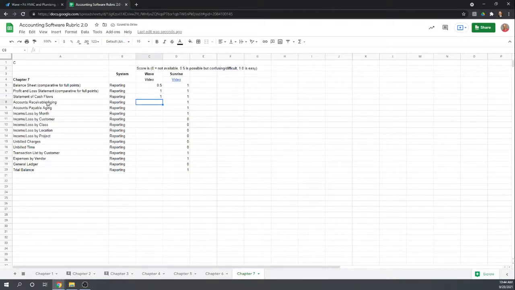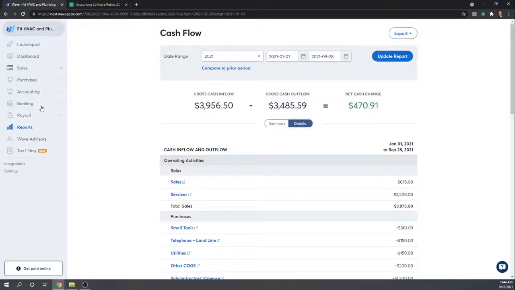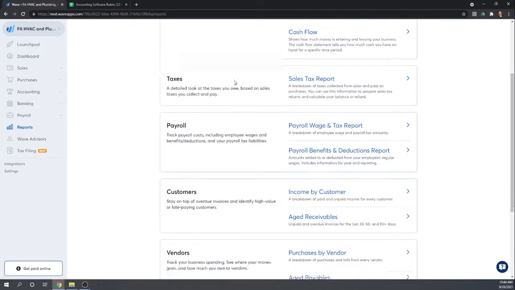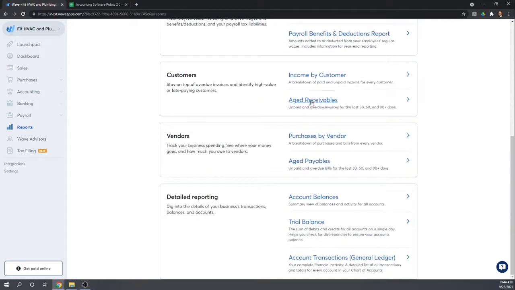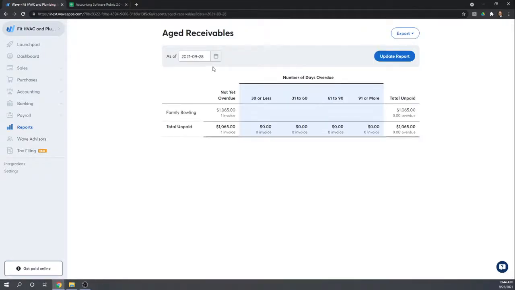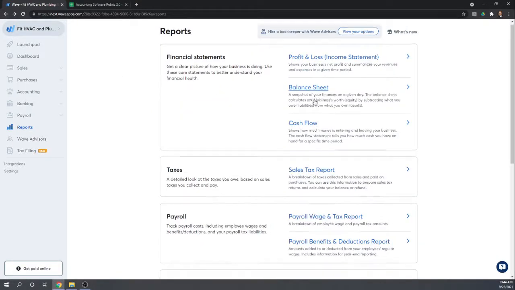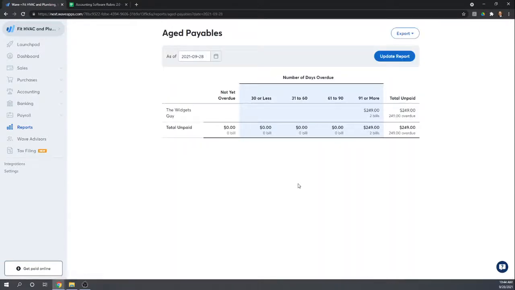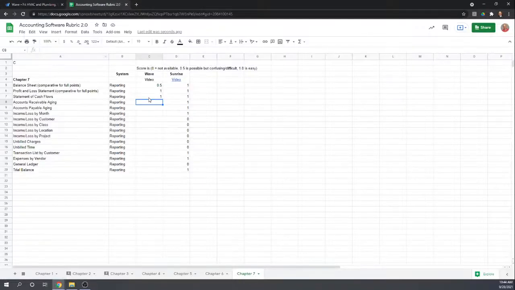Now, can we do an accounts receivable aging and an accounts payable aging? Okay, aging reports. So back to reports. Customers, so we have an aged receivables report. Very good. And what about an aged payables report? Go down to vendors, probably. There we got it. Aged payables. Very good. So we have aged payables and aged receivables.